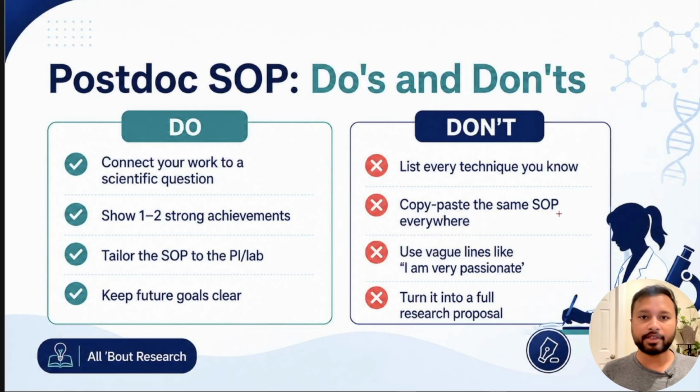You should not make a generic SOP. You should not use vague lines like I'm very passionate and all these things. Everybody is passionate in this field, so don't do that. And don't turn it into a full research proposal. This is a statement of purpose, not your research proposal. So don't mix things up. It should be very specific.